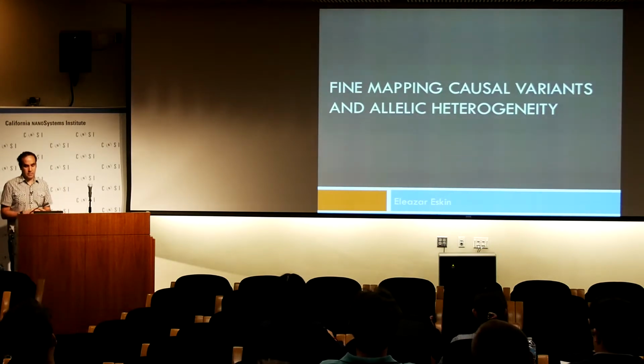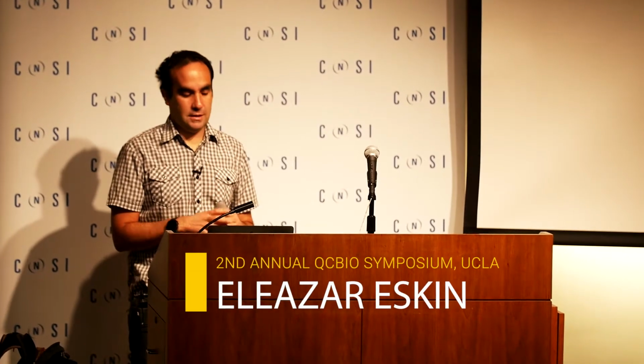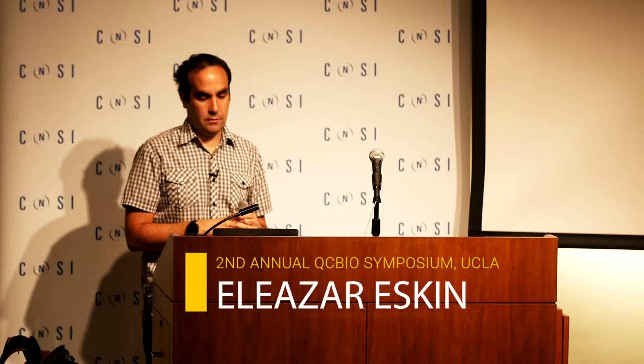So I'm going to talk about one area of work in our lab, a project that we've been working on for about 3 or 4 years. It's an area called fine mapping, causal variants, and allelic heterogeneity. Our lab has pretty broad interests, but this is something we've been interested in for a while, and it also gives a flavor of the kinds of things that we're interested in.